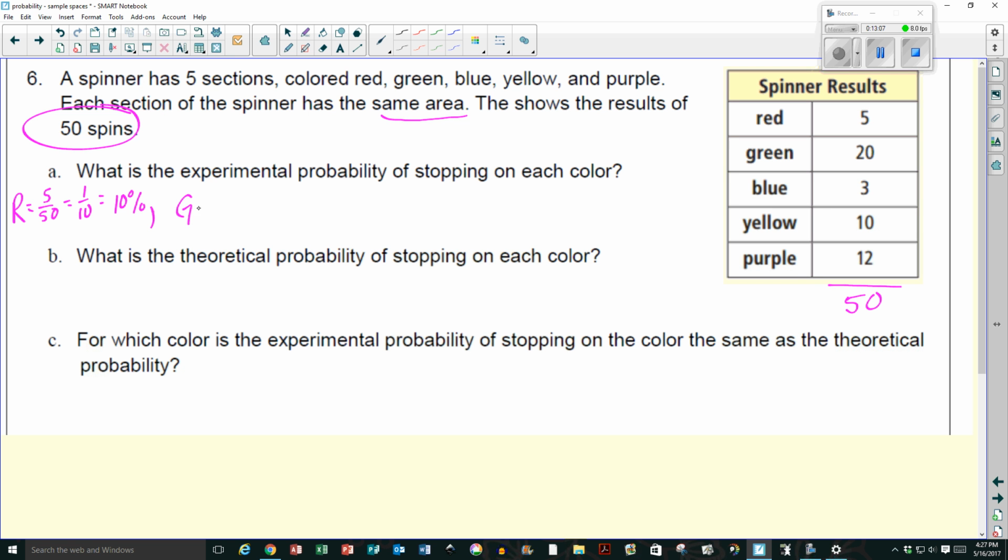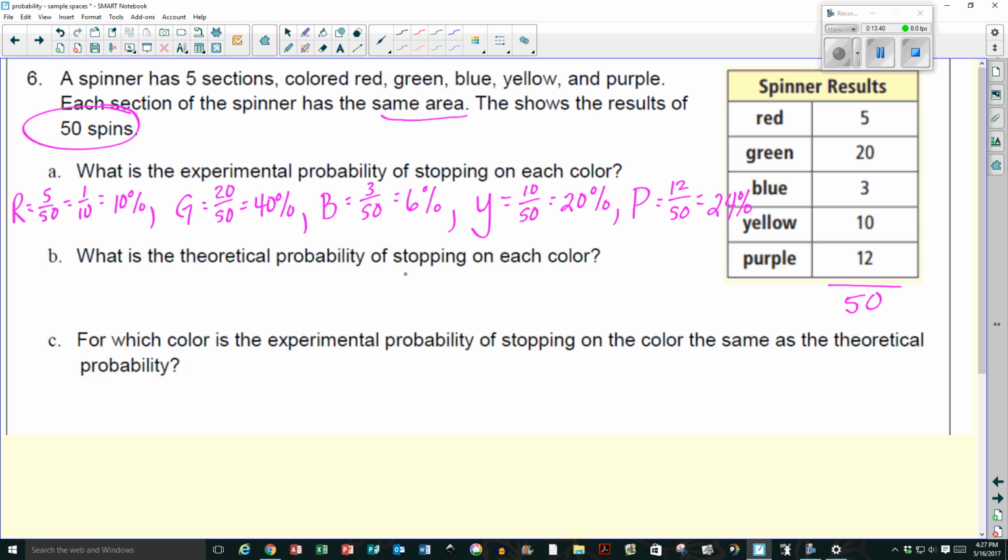Green, well, green is 20 out of 50, so that would be 40%. Blue is 3 out of 50, which is 6%. Not very often did it land on blue. Yellow is 10 out of 50, which is 20%. And purple is 12 out of 50, which is 24%.